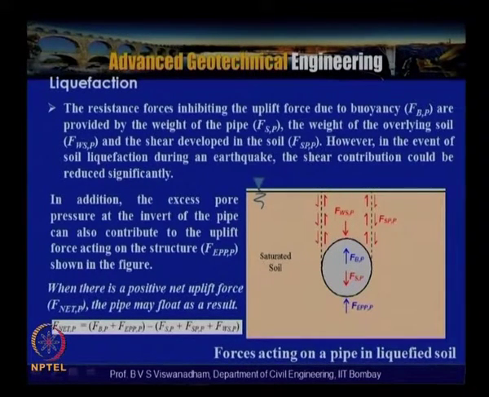So the resistant forces inhibiting the uplift force due to buoyancy, that is FBP, are provided by the self-weight of the pipe itself, that is FSP, which acts downwards, the weight of the overlying soil, that is WSP, which acts downwards, and the shear developed in the soil, that is FSPP. So all the downward forces are the shear developed in the soil, the weight of the soil above the pipe, and the self-weight of the pipe. The rest are in the direction of buoyancy.